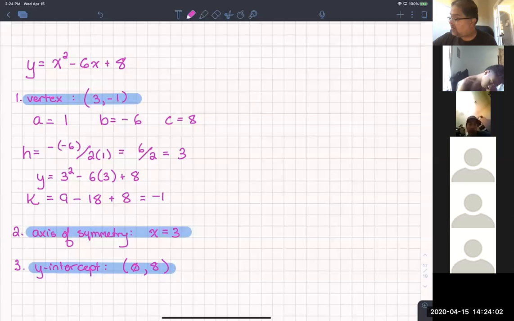Now, remember, it can either open up or down. And because the x squared coefficient is positive, it opens up.